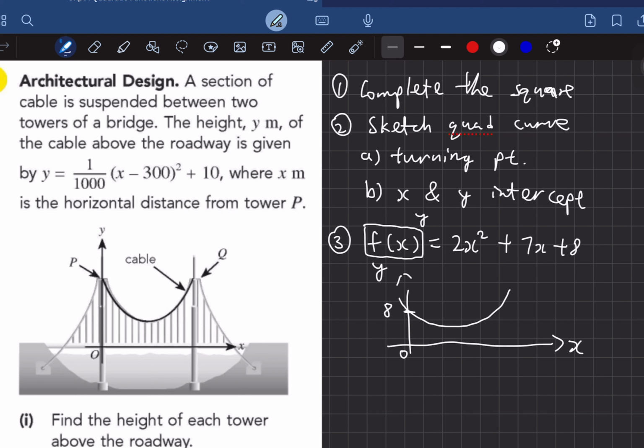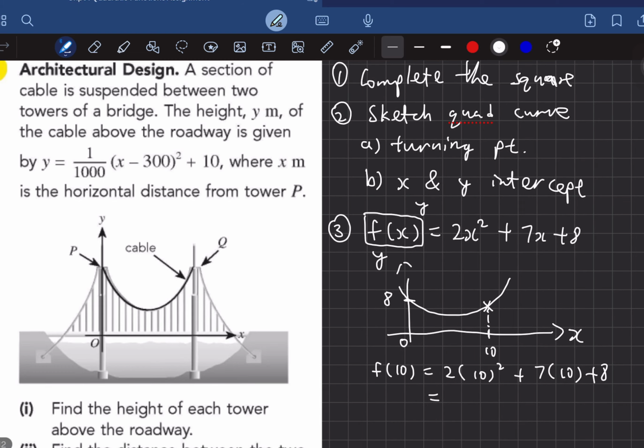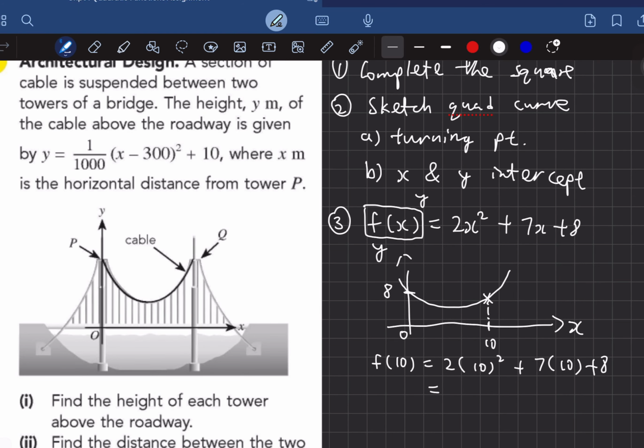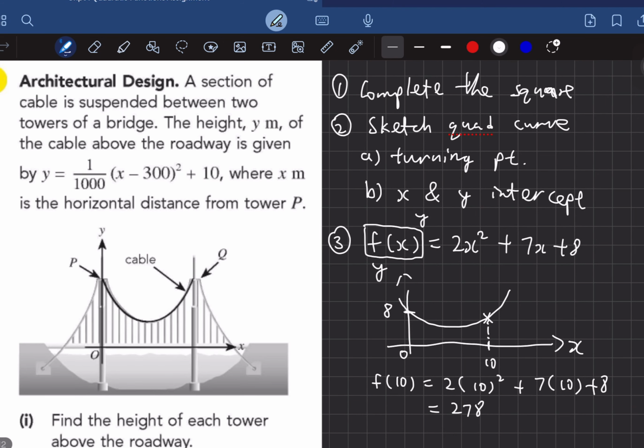So if you want to find any y value or f(x) value with any x value given, for example, if this one is 10, we can find this value for f(x) by substituting x equals 10, which means that f(10) equals 2(10)² plus 7(10) plus 8. This one can be keyed into the calculator. 2 times 100 is 200. 200 plus 70 is 270. This one is 278. So with these three skills, we will be able to handle a real context question.